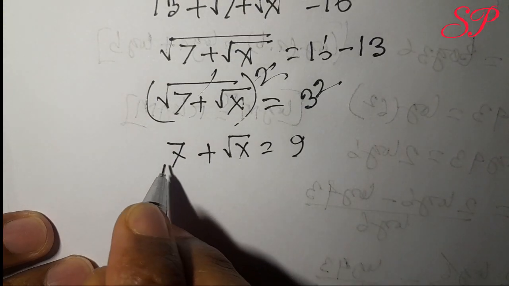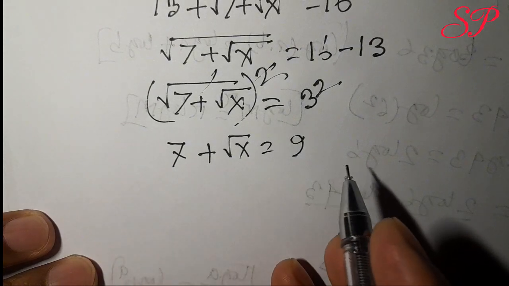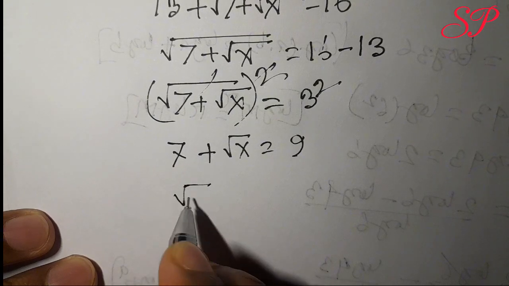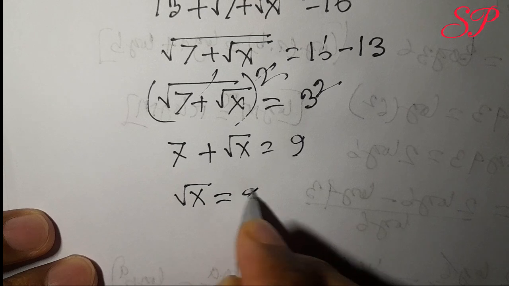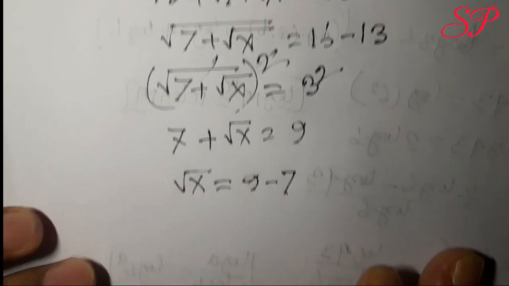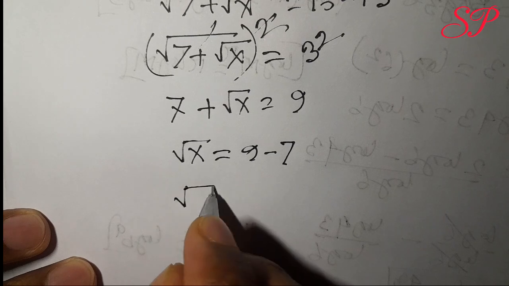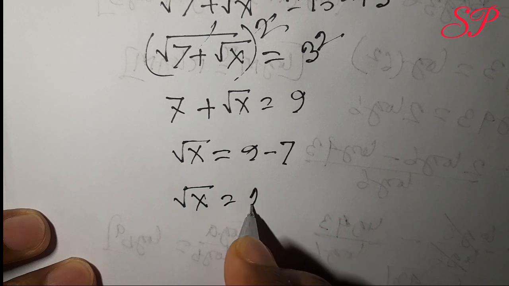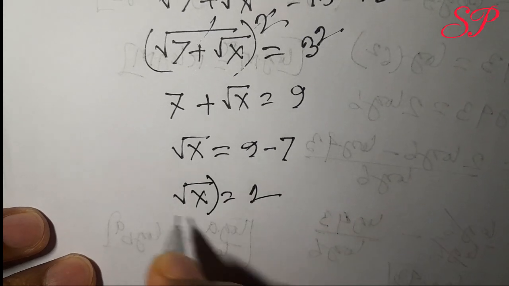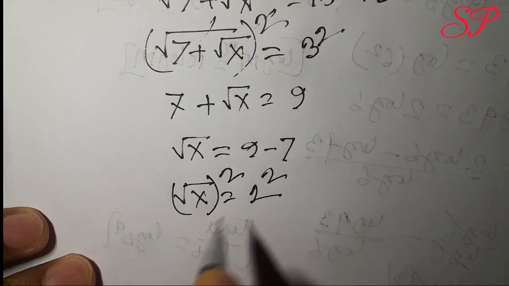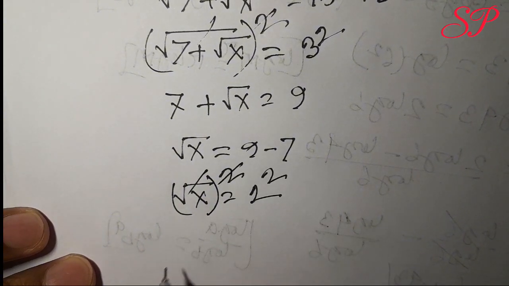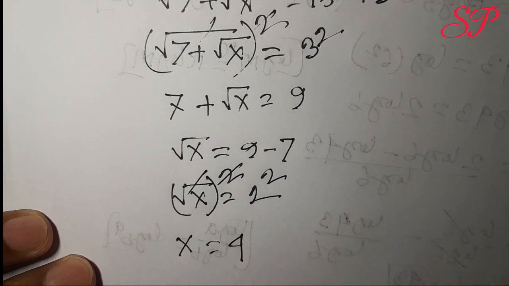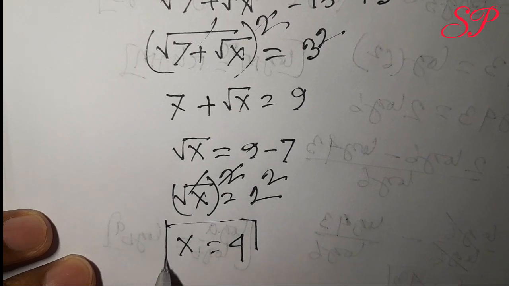Again, transform 7 from the left side to the right side. We can write here root x is equal to 9 minus 7. Then subtracting, 9 minus 7 is equal to 2. Again, square this equation. We can write square and root cancel. So x is 4. It is the final value of this equation.